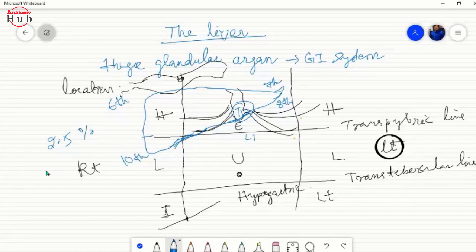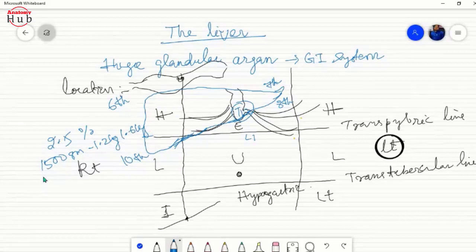2.5% of the body weight. That means about 1500 grams on average. But it varies from 1.2 kg to 1.6 kg, from person to person. Minimum it should be 1.2 kg, and maximum it should be 1.6 kg. But we are taking the average weight of the liver, that is 1500 grams.